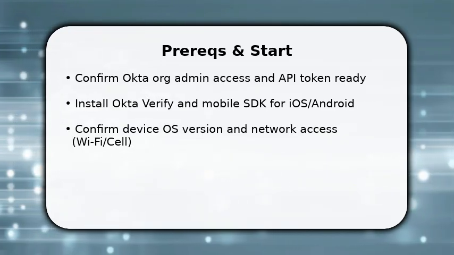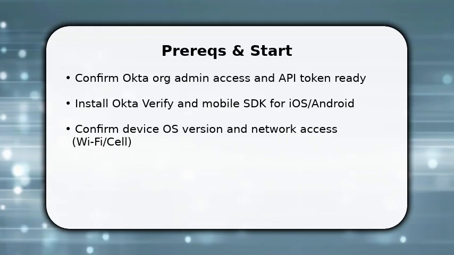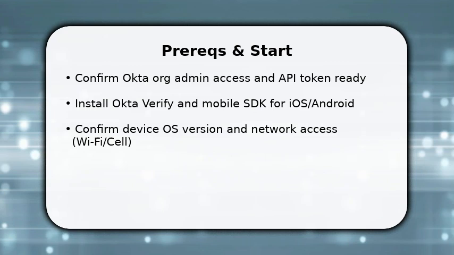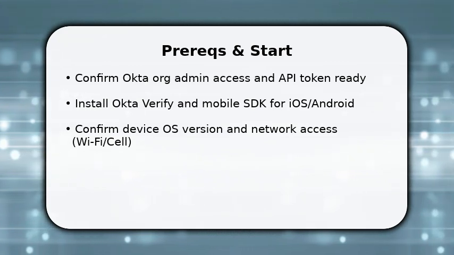Now create a new OpenID Connect app in the Okta admin console and note the client ID and redirect URI so you can wire them into the mobile app settings.